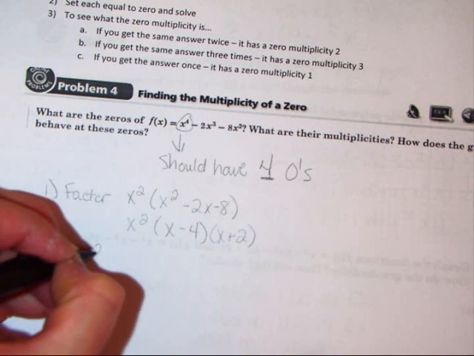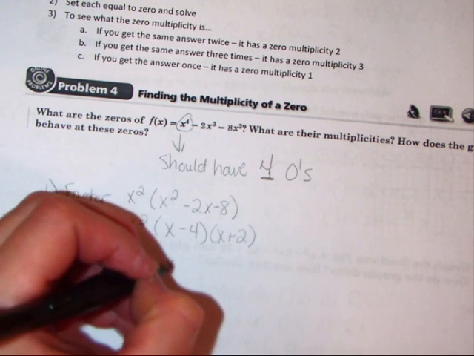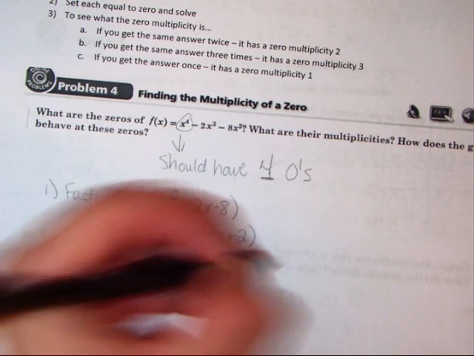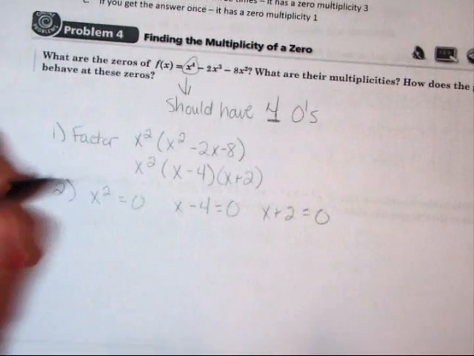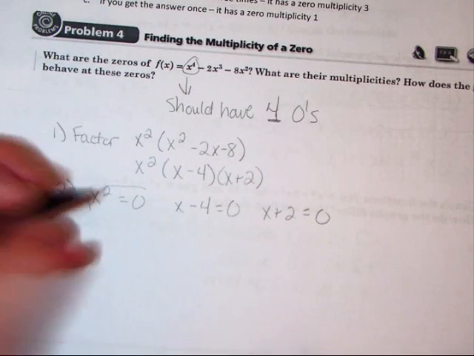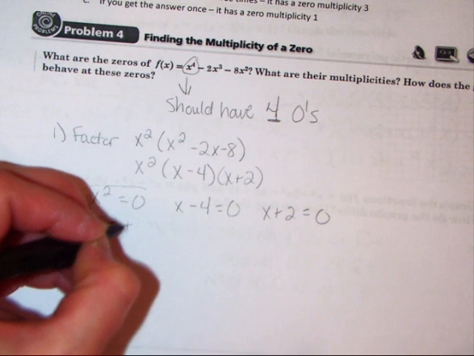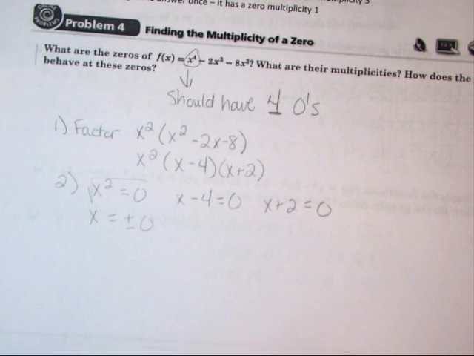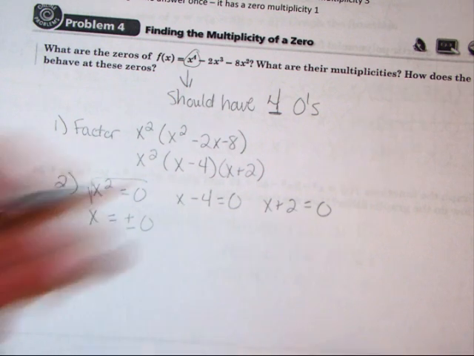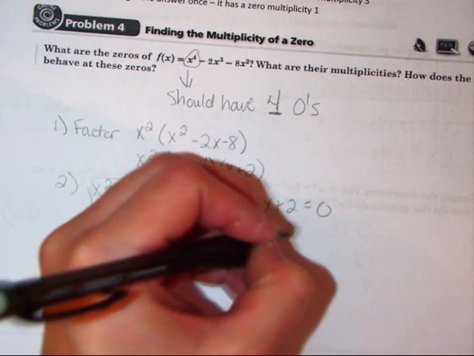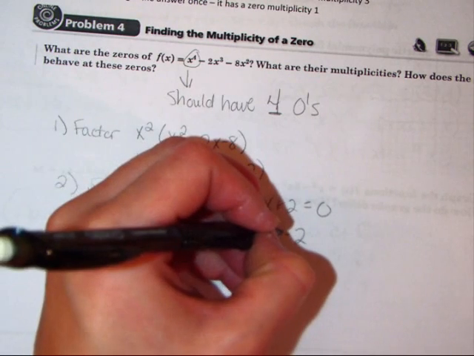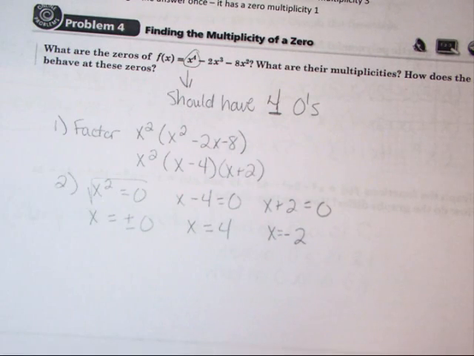Step 2, set each of these equal to 0. So we're going to set x squared equal to 0, x minus 4 equal to 0, and x plus 2 equal to 0. And now we need to solve. Remember on this one, when you take the square root, you usually use plus and minus 0. But really there is no plus and minus 0, it just is 0. Over here you add 4, so x equals 4, and over here x equals negative 2.